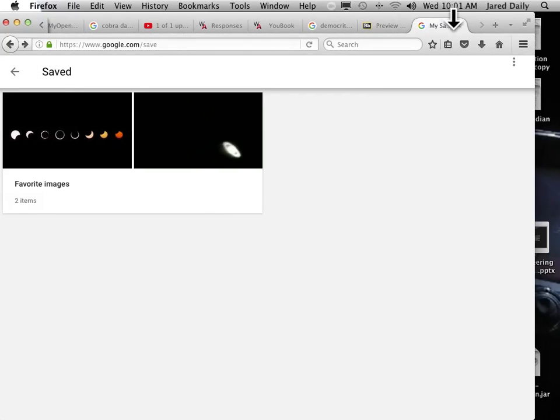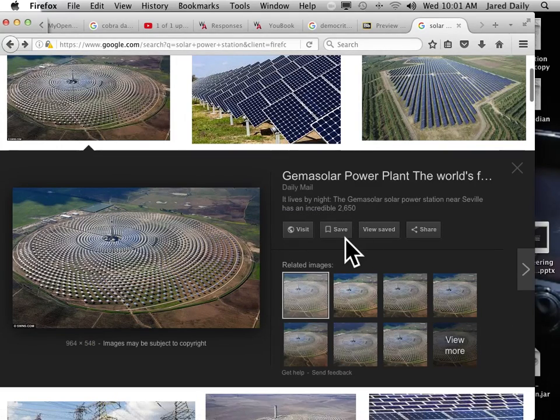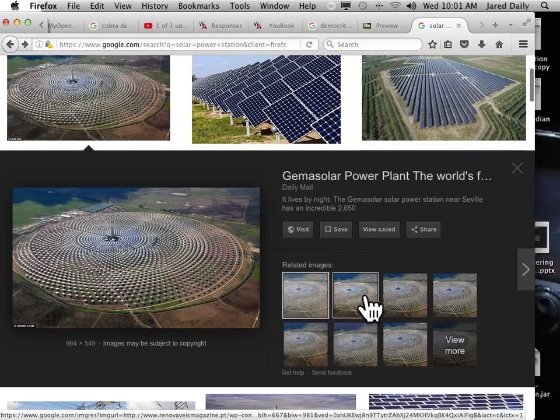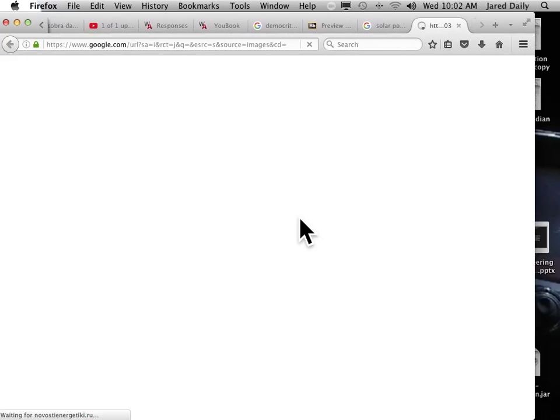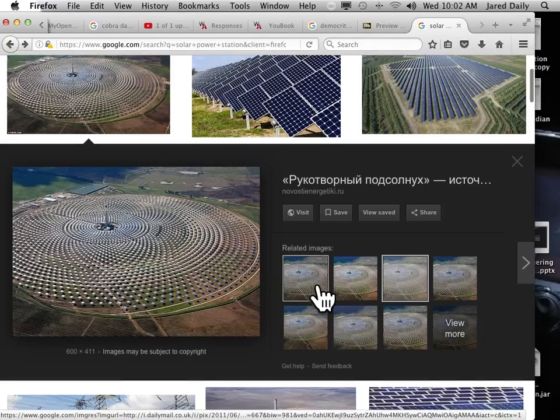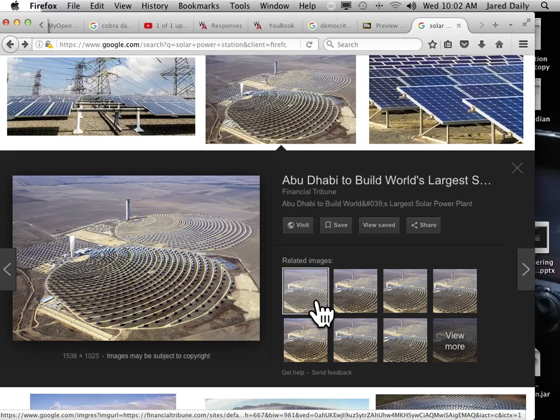That's not what I was looking for. Let's see, view image. I just want to look at the image in a bigger size. How can I do that? Anyway, that's good enough.